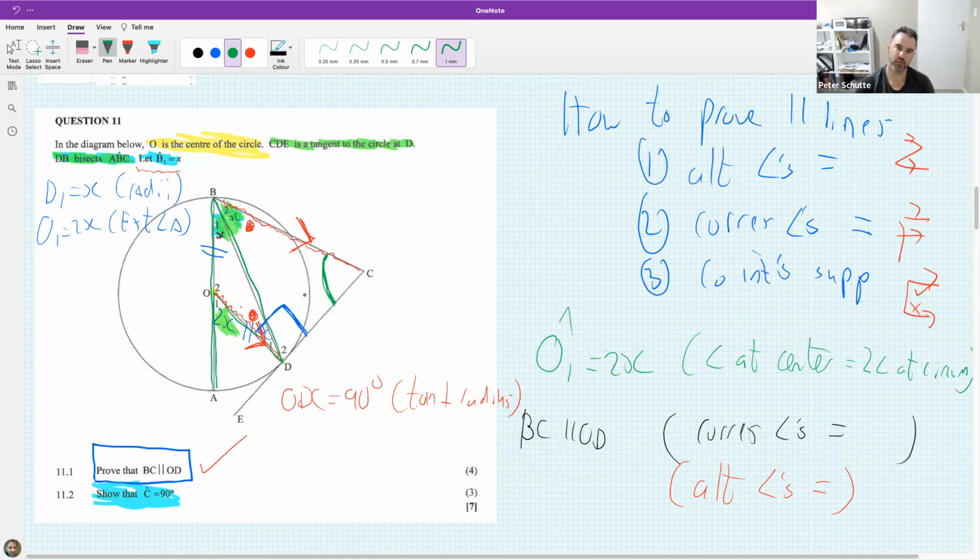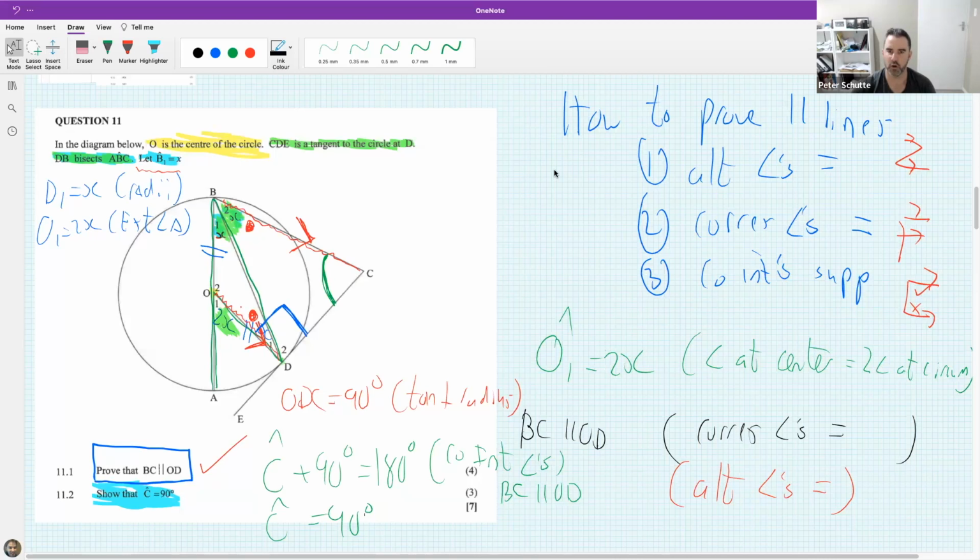Well, actually, these are between two parallel lines. So yeah, this has to add up to 180. So you say that angle C plus 90 must equal 180, and that's because of co-interior angles. And the parallel lines are BC parallel to OD. But then C must be 90 because it's between two parallel lines.